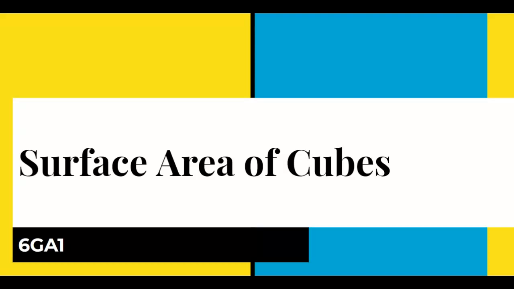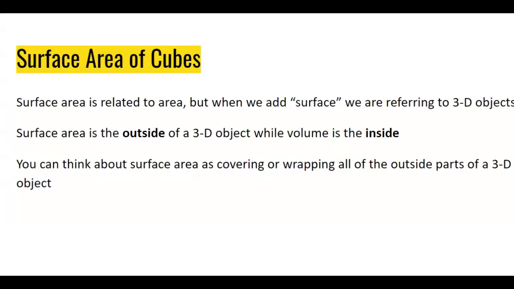So today we're going to look at surface area of cubes. Surface area is very related to area, but when we add the word surface, we're talking about 3D objects. So rather than just one square or one rectangle, we're talking about all of the faces in a 3D shape. Surface area is the outside of the 3D object, while volume is the inside.